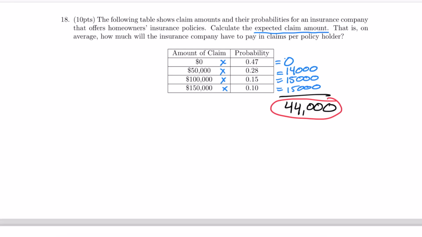on average per policyholder. So as an insurance company, they just need to make sure that they charge their customers more than that, so that they don't end up paying out more than they collect from their customers. So that's how you would do question 18.